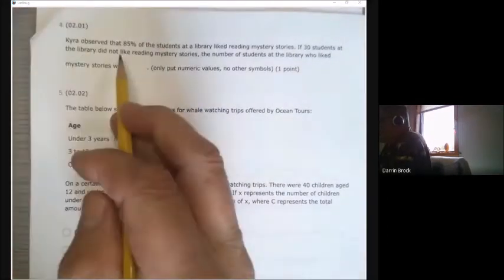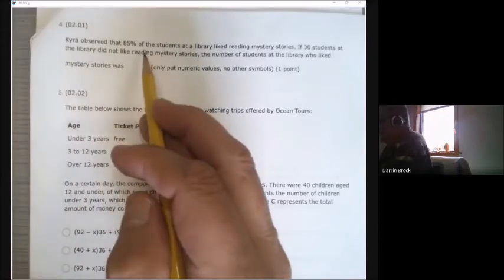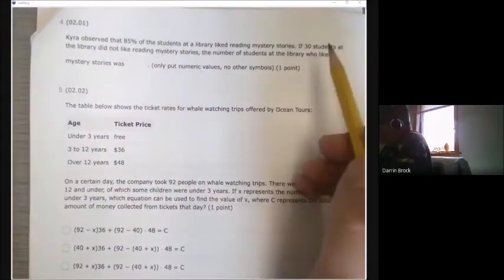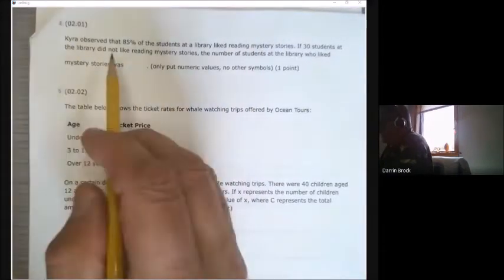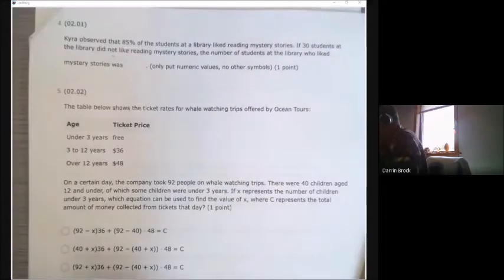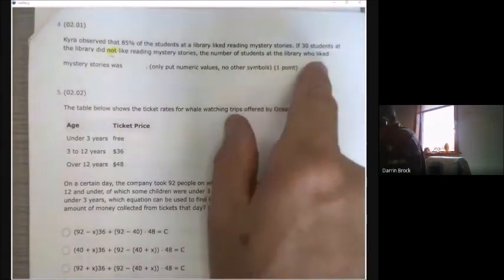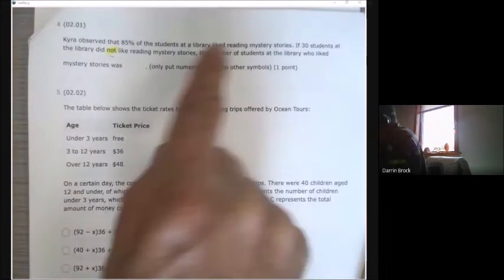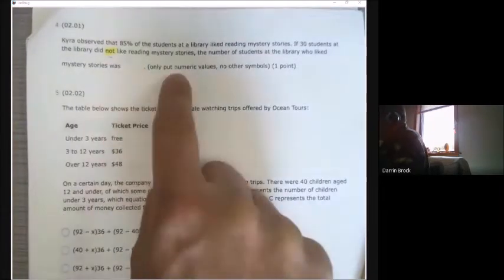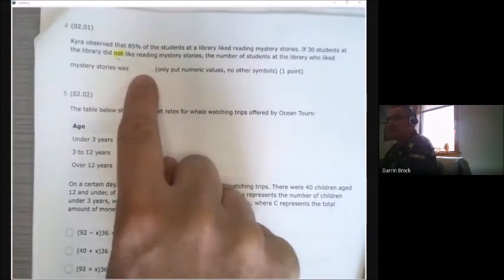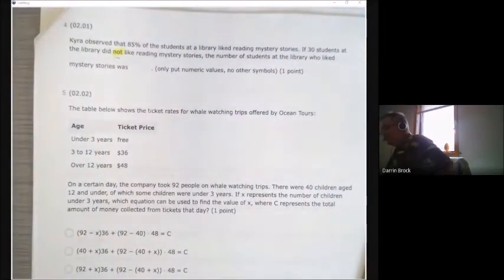Kyra observed that 85% of the students at a library liked reading mystery stories. If 30 students at the library did not, and that's our key word in there, did not like reading mystery stories, the number of students at the library who liked to read mystery stories was, and we have to put just a number in there. No other symbols. Don't put equals.